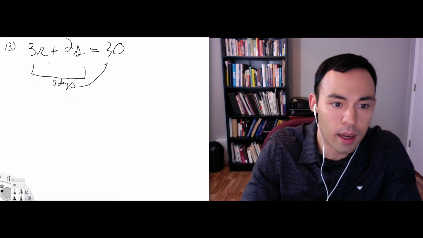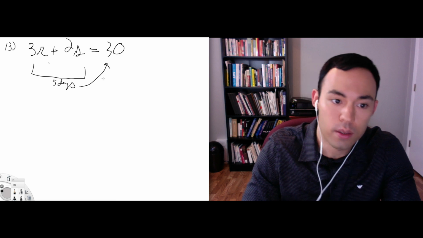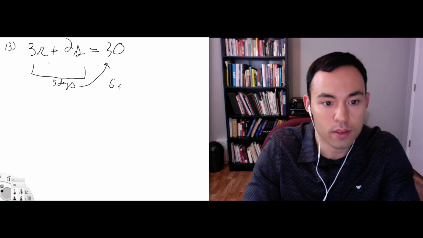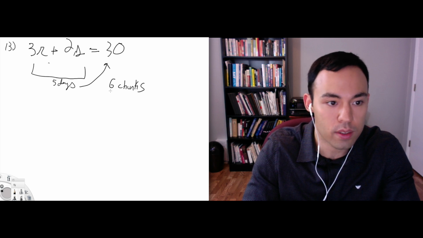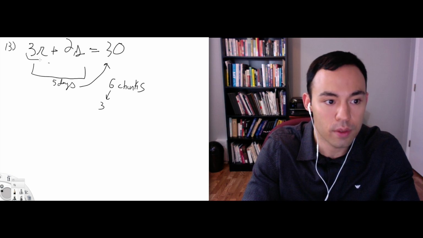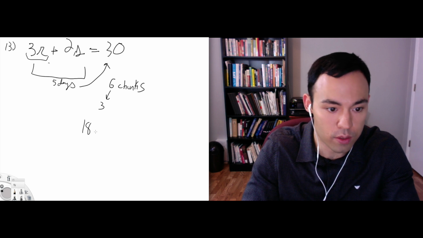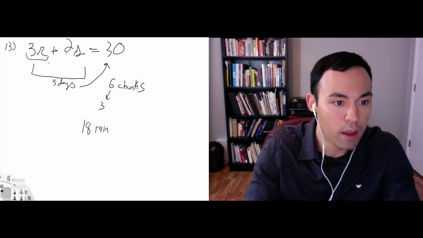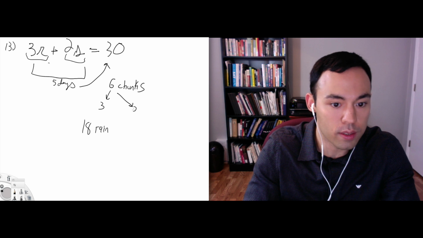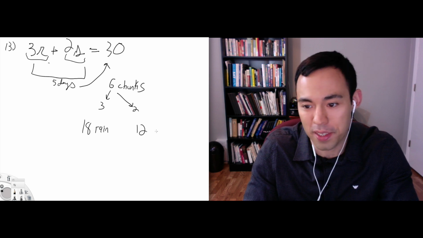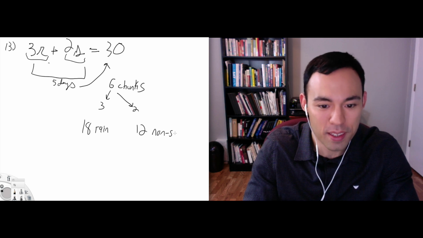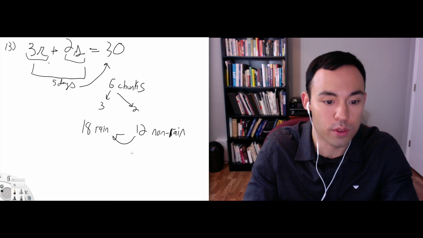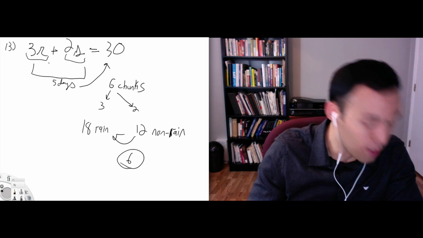And then how many times does 5 go into 30? Well, 6. So there are 6 chunks of this kind of weather. In other words, 6 times 3 gives us the rainy days, so there are 18 days of rain. And then, alas, only 6 times 2, 12 days of non-rain, or sun. I want to call it sun, but it's non-rain. The difference between the two is indeed 6, and that's our final answer.